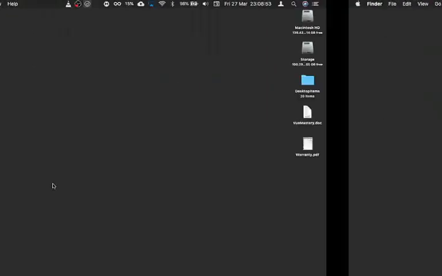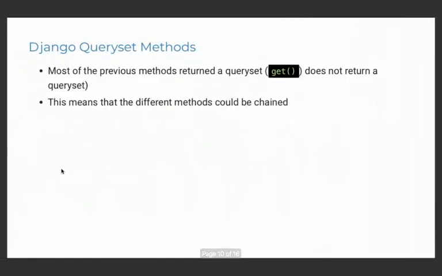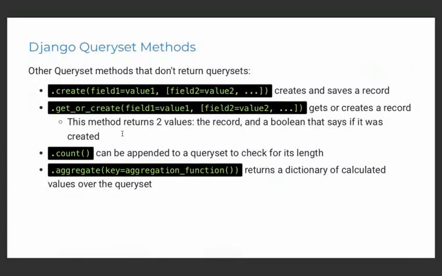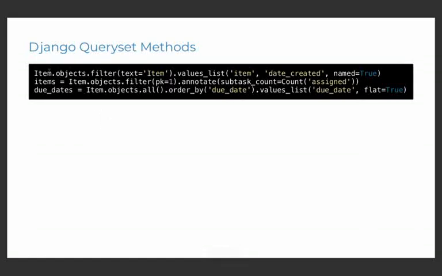Now, those methods, aside from values list, return a query set. But get does not return a query set, like I previously said. It returns only a single record. And since they return query sets, you can filter that query set further by chaining it. What do we mean by chaining it? By chaining it, we mean something like this.